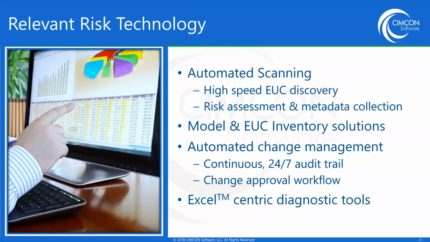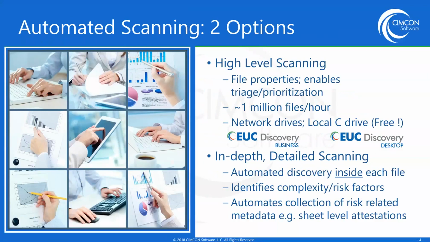The model and EUC inventory solutions are pretty obvious, and there's multiple options for that. Automated change management in terms of continuous audit trails, approval workflows, as I spoke about previously. And then the fourth area that we are going to spend some time on are EUC diagnostic, error checking tools, analysis tools for best practice, and these are highly Excel-centric. So we're going to talk about primarily three of the four and not so much on the inventory. So let's dive in and talk about scanning.